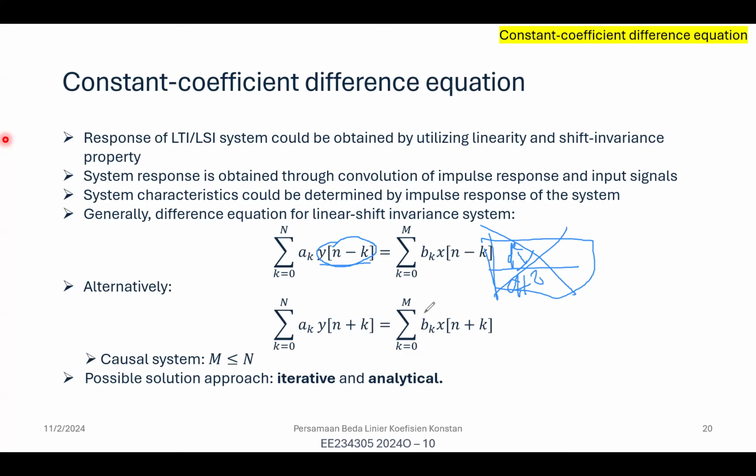Alternatively, we can shift this. So it goes from minus k to plus k, and minus k to plus k for the shift. If you have yn minus 1, that could be changed into yn, for example, if we shift everything by one and so on. And for a causal system, we have m less than or equal to n. Possible solution approaches here are the iterative solution and the analytical solution. The iterative solution does not exist for continuous time systems. So that's, I think, unique to discrete time systems.